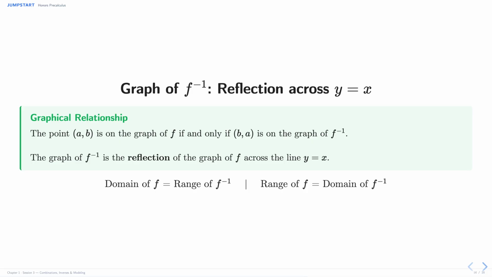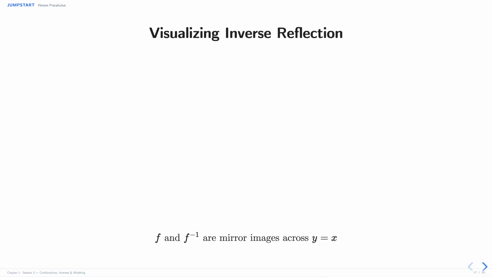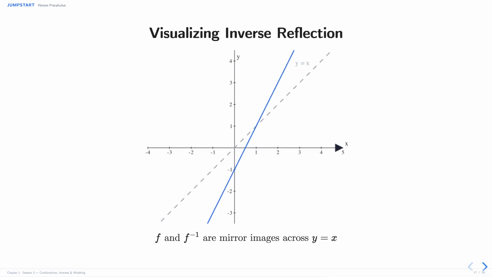The graph of the inverse function is a reflection of the original function across the line y = x. This means that if the point (a, b) is on the graph of f, then the point (b, a) will be on the graph of f⁻¹. Additionally, the domain of f corresponds to the range of f⁻¹, and the range of f corresponds to the domain of f⁻¹. As we visualize inverse reflection, notice how every point on the graph of f has a corresponding mirror image on the graph of f⁻¹ across the dashed line y = x. This geometric relationship is essential to understanding inverses.